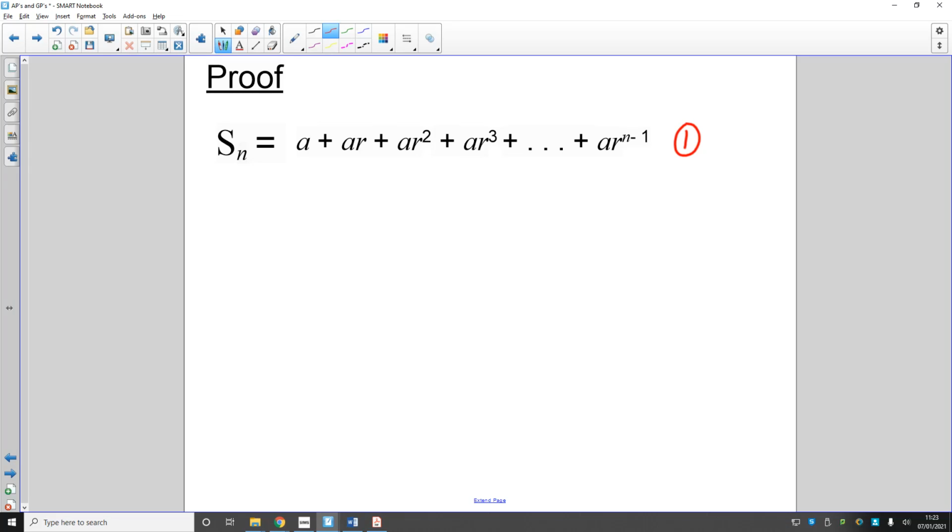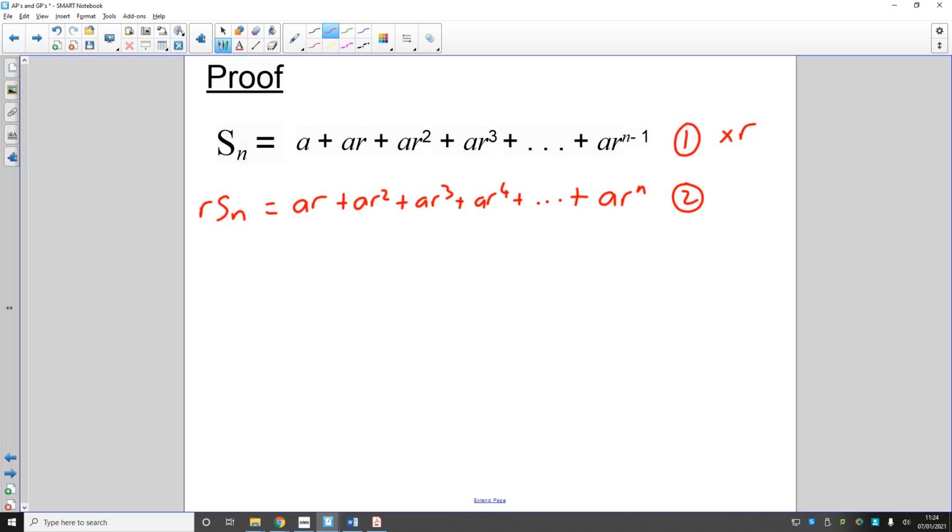Now, if I multiply through this equation by r, it will give me the following. It'll give me r times the sum of n terms is equal to a times r in this case, plus ar squared. So each term is multiplied by r, and as we can see, these are the ones that I've written down all the way up until the nth term. And if we times the nth term by r, then it'll just become ar to the power of n. And this gives me a second equation to work with.